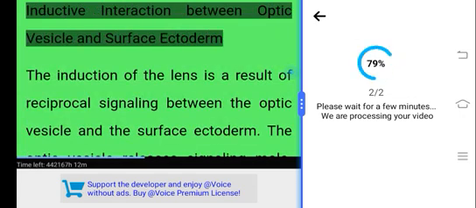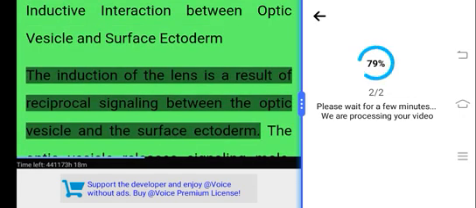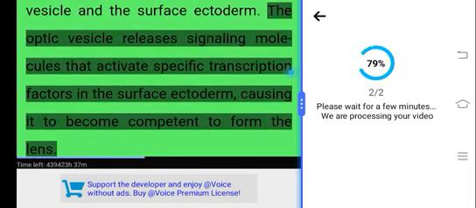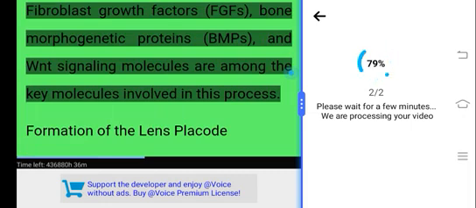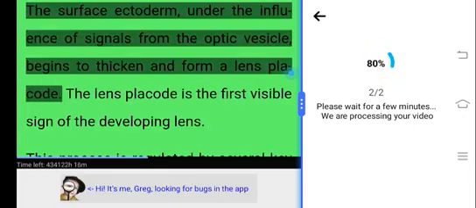Inductive interaction between optic vesicle and surface ectoderm. The induction of the lens is a result of reciprocal signaling between the optic vesicle and the surface ectoderm. The optic vesicle releases signaling molecules that activate specific transcription factors in the surface ectoderm, causing it to become competent to form the lens. Fibroblast growth factors, FGFs, bone morphogenetic proteins, BMPs, and WNT signaling molecules are among the key molecules involved in this process.